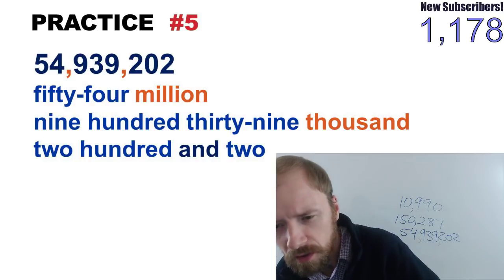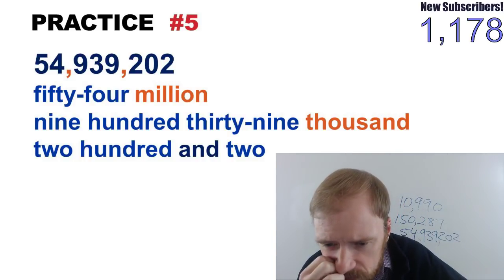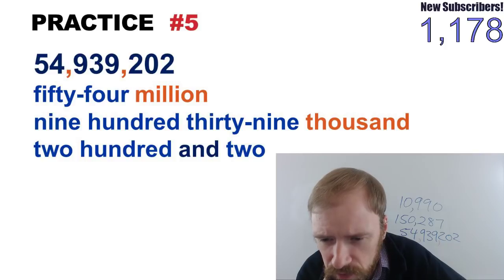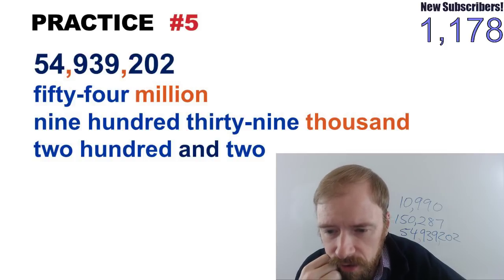54,939,202. Let me check the chat room. Question: commas may be used to indicate the number is being used as a numerical value. Mathematically, non-mathematical values could be a phone number, a room, a street, or a highway. Yeah, I said that earlier.